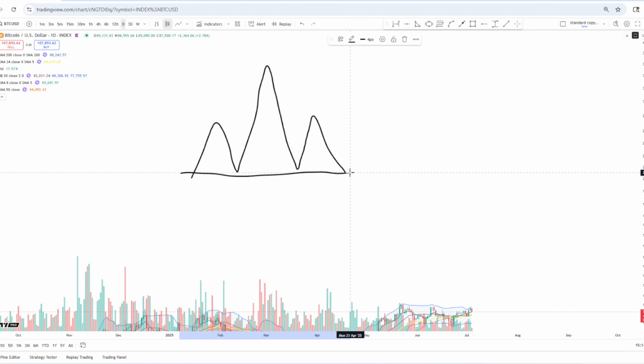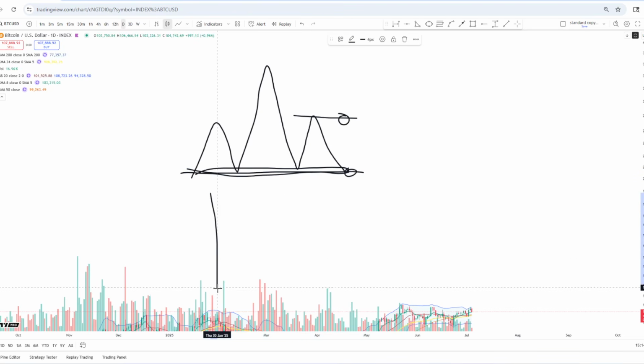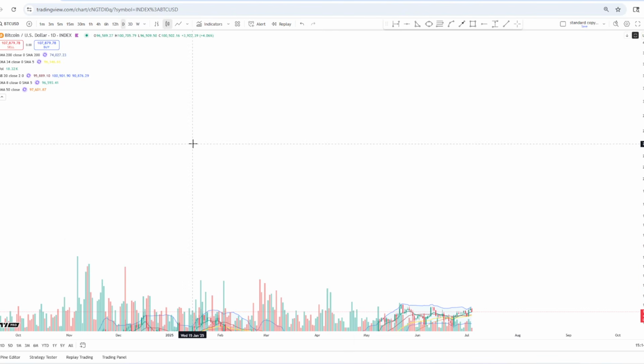The easiest to play is a simple horizontal neckline, where you play either the invalidation on the right shoulder or the completion on the neckline break, with ideally the most volume on the left, first thrust, a little bit less on the head, and even less volume on that right thrust. That is the head and shoulders.